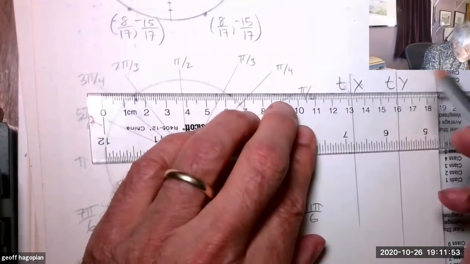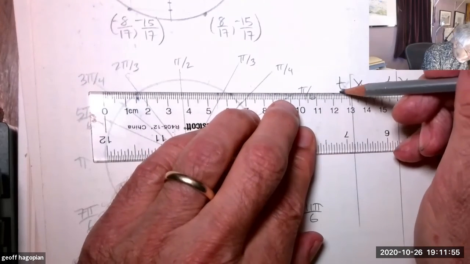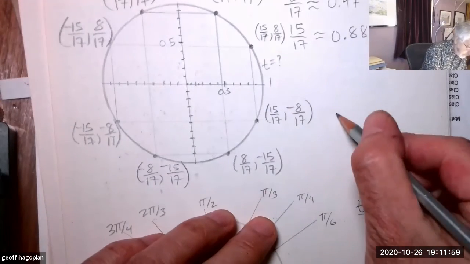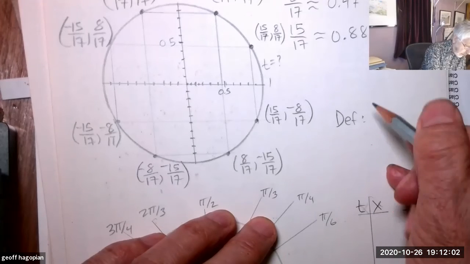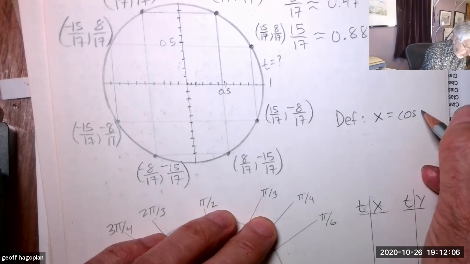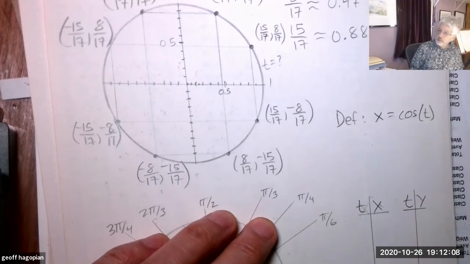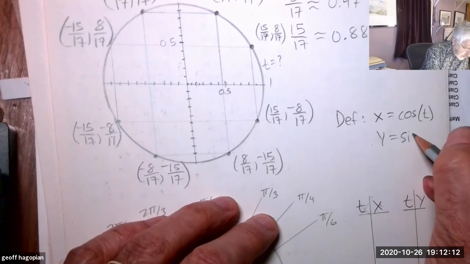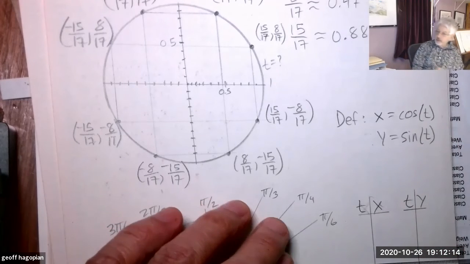And y is a function of t. And here's how we define this. This is how we define the trig functions, right? So the definition: x equals cosine of t, which is abbreviated cos, and y is equal to sine of t. All right, well, at least we got those out of the bag.